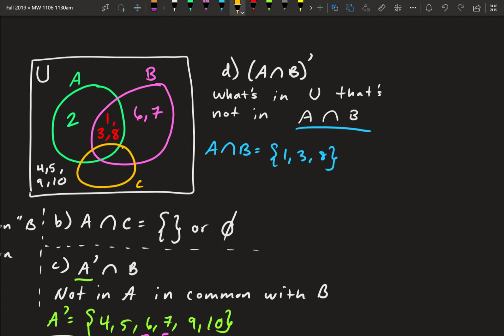So the complement of the intersection of A and B is everything that's not 1, 3, and 8, which is 2, 4, 5, 6, 7, 9, 10.